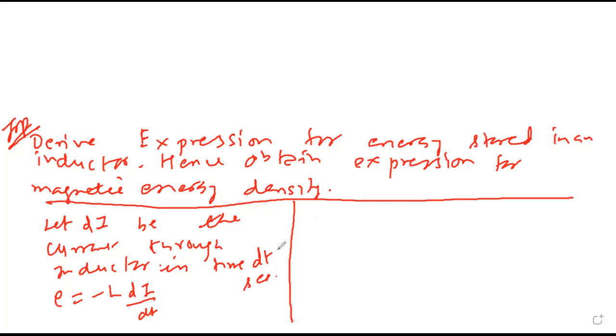So EMF E is L dI by dt in magnitude. We want what is work done, that is energy. Rate of doing work to move the charge is called EMF. So E dt is nothing but L dI. E is dW upon dQ.